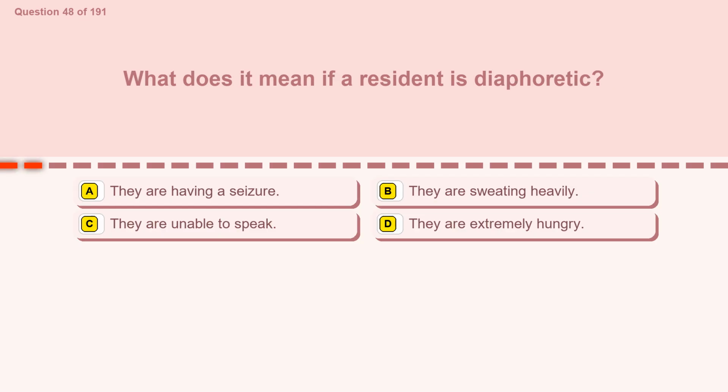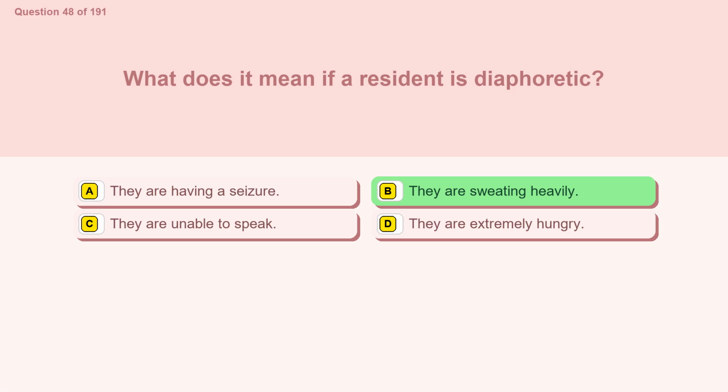Question 48. What does it mean if a resident is diaphoretic? Option A. They are having a seizure. Option B. They are sweating heavily. Option C. They are unable to speak. Option D. They are extremely hungry.